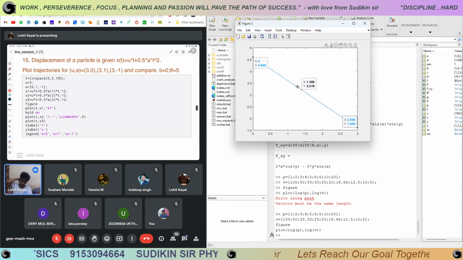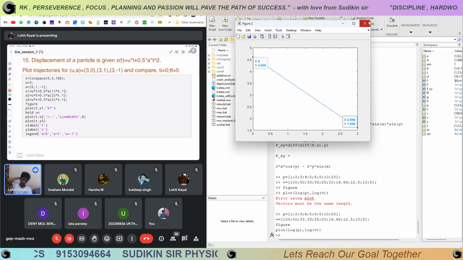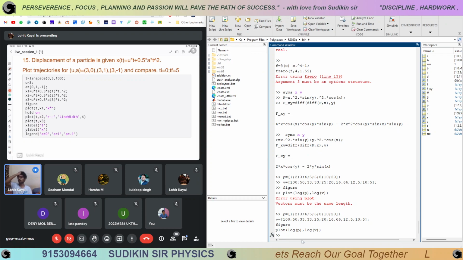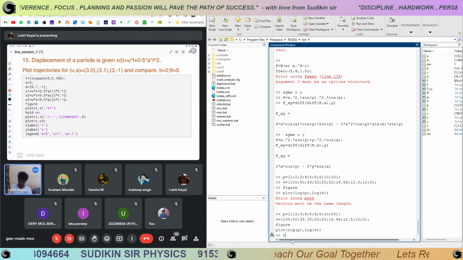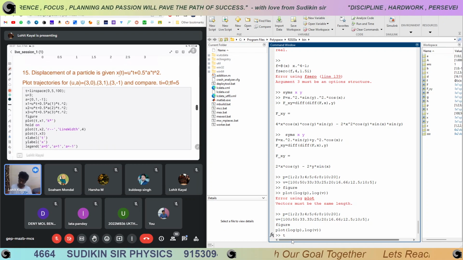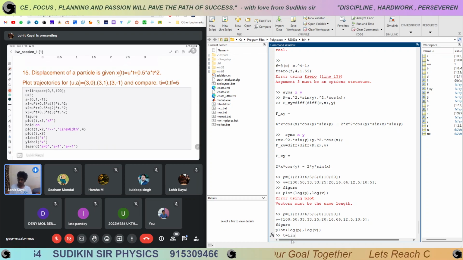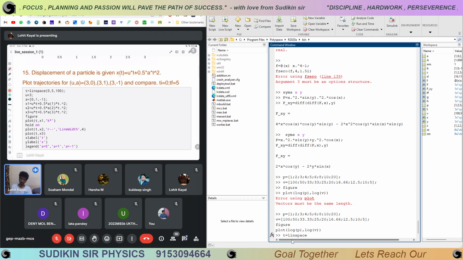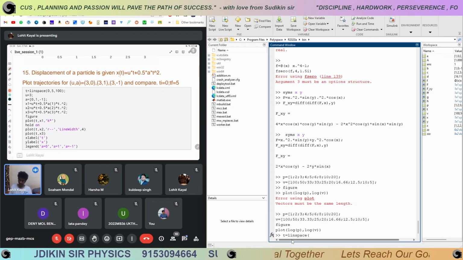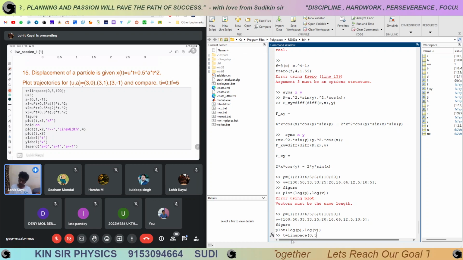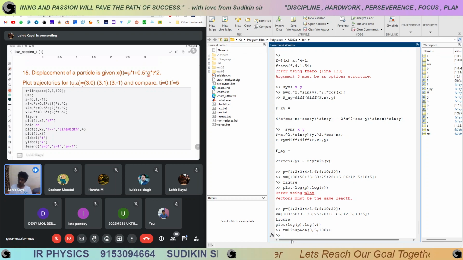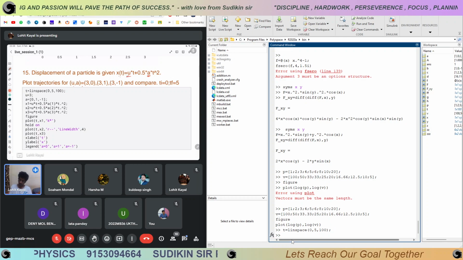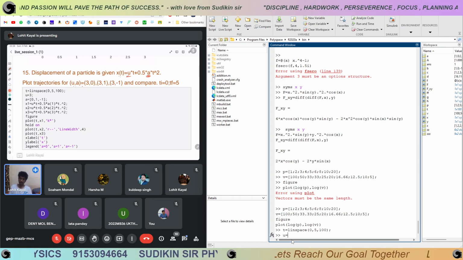Now this is a problem from kinematics, from the school level again. The displacement of a particle is given as x(t) = ut + (1/2)at². We all know that. Now plot trajectories for u, a, where a is the acceleration. Based on u and a, I have two unknowns, and I have to plot trajectories based on them.